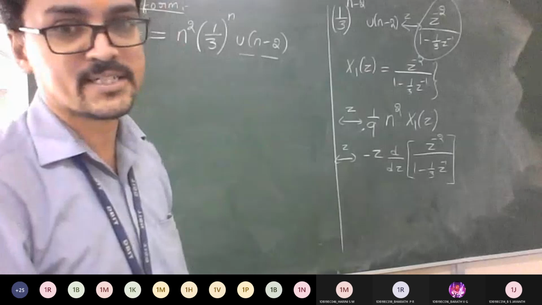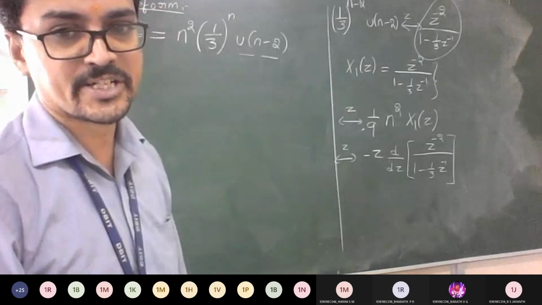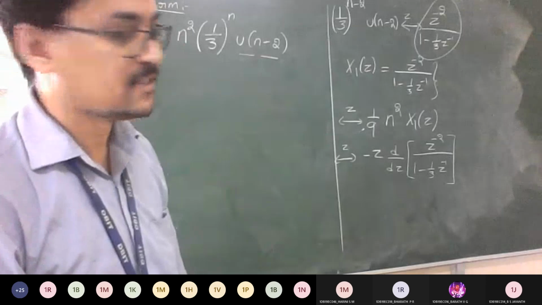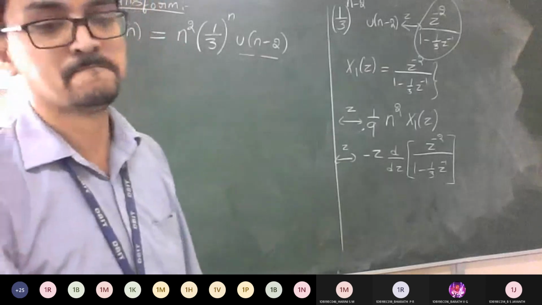So what type of property is it? Time differentiation property or z domain property, correct? Now, minus z of that first differentiation. What is the answer?